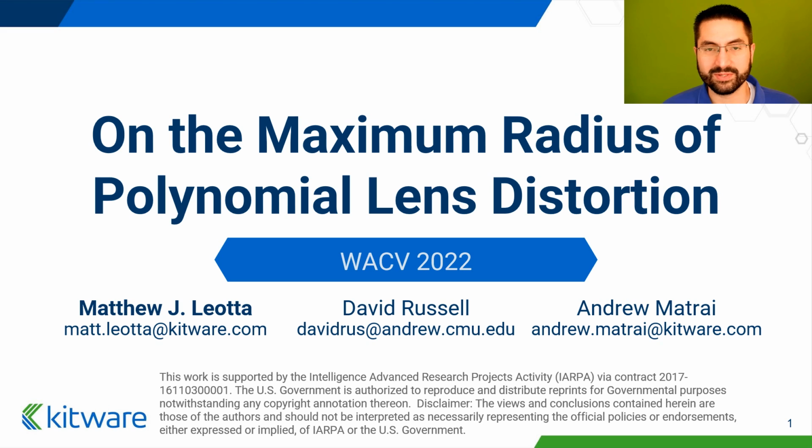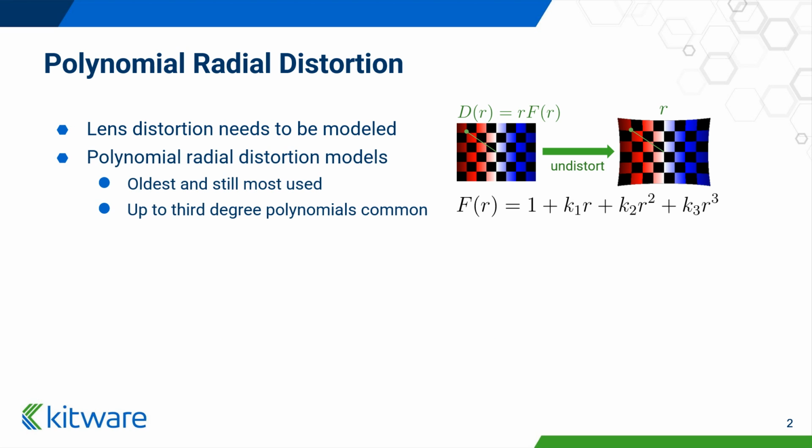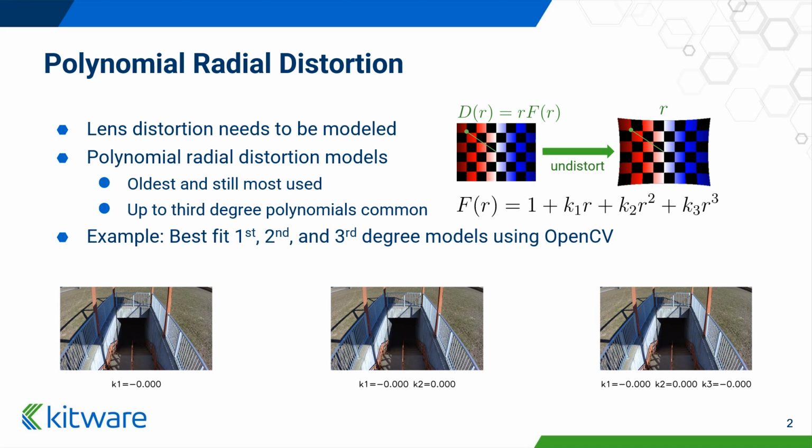In this talk, I'll be presenting IARPA-funded research on the maximum radius of polynomial lens distortion. Many computer vision applications need to model the distortion of lenses. The polynomial radial distortion model is the oldest and still most commonly used model, often used up to the third degree, as shown here. There have been many other methods proposed, but since this one is so common, our focus is to understand the shortcomings of this model and help correct them so that applications focusing on this approach can make better use of this model.